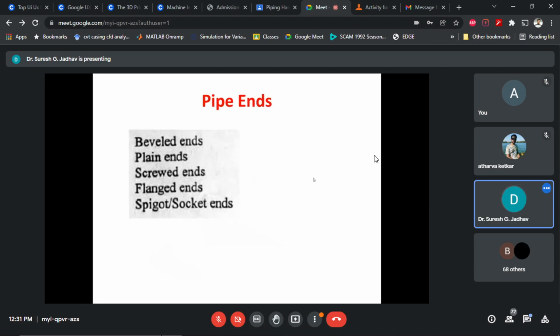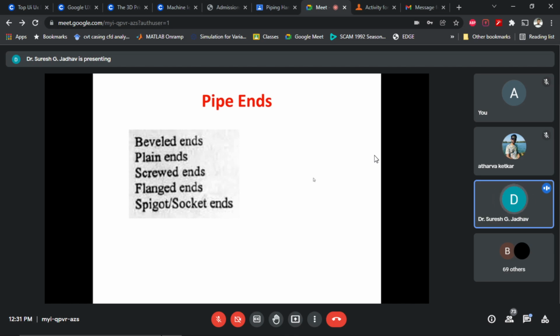Now next one is flange ends. Flange ends provide a bolted connection between pipes and between pipes and fittings. We can connect pipe to pipe or pipe to fittings with the help of bolted connection. That kind of connections or ends we call the flange ends.